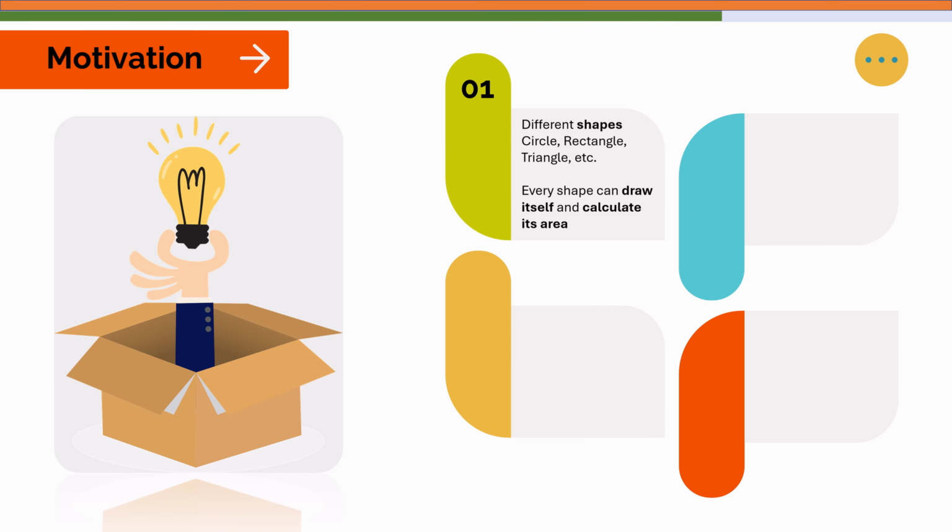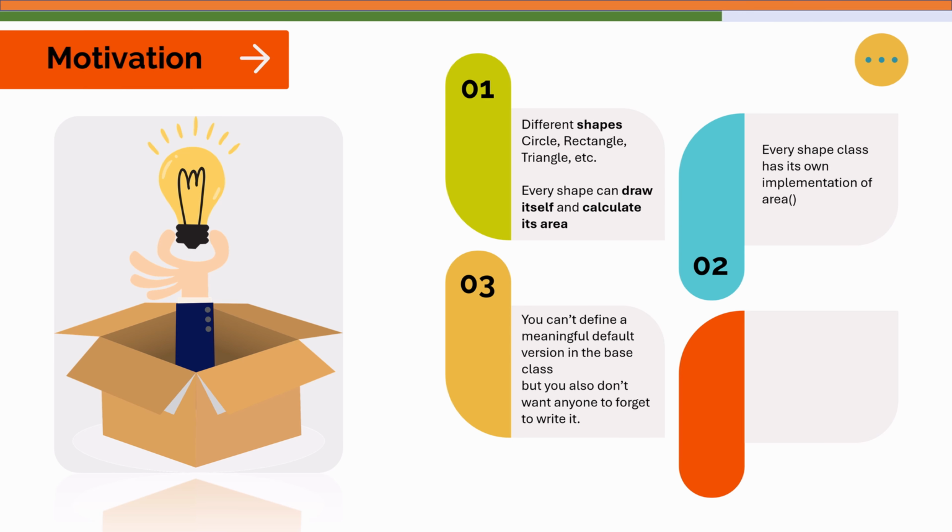Let's say we create a base class Shape and imagine it has a draw function. But wait, does a generic shape really know how to draw itself? The answer is no. A shape could be a circle, a shape could be a rectangle, so each one draws differently. So giving a default implementation doesn't make sense. We do not want a meaningless default version or someone forgetting to implement the draw function.